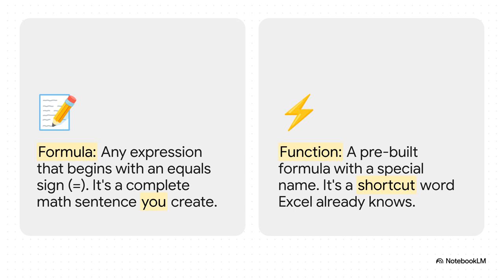Okay, let's get this straight. A formula is basically any math problem you write yourself, and it always starts with an equal sign, like equals A1 plus B1. A function, though, is a shortcut that Excel already built for you, like equals SUM open parentheses. Now, here's your big MCQ alert. All functions are technically formulas, but not every single formula is a function. This difference is a classic exam question, so make sure you remember it.